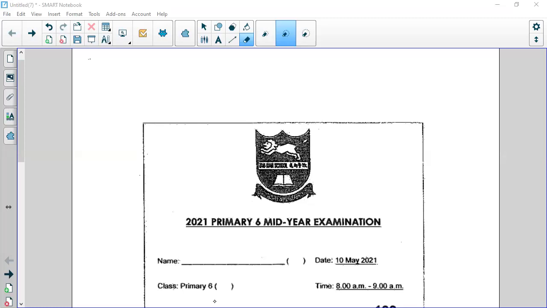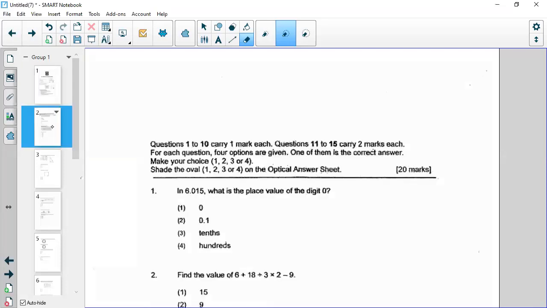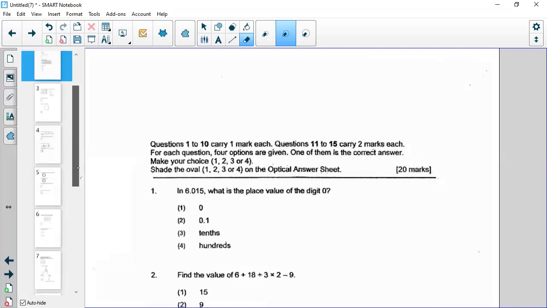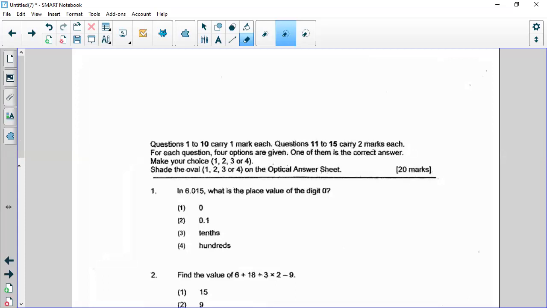Okay, let's look at question 1. Let me just have a quick check to see everybody is here. Okay, all right, let's start. Now, in 6.015, what is the place value of the digit 0?